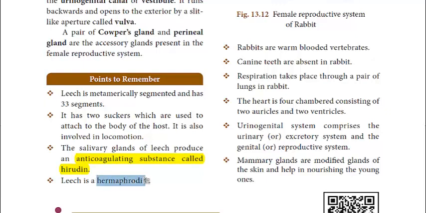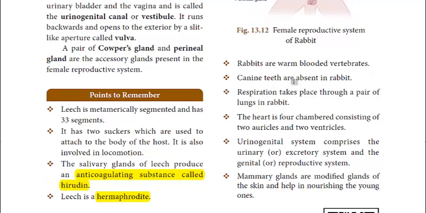And leech is a hermaphrodite. Already we know what is hermaphrodite. Once again I will tell: the animal which has both the male reproductive system as well as the female reproductive system is called hermaphrodite. And coming back to rabbit. Rabbits are warm-blooded animals. It means that the body temperature does not change with the changes taking place in the atmosphere. The body temperature remains constant, and that is what we call a warm-blooded animal.